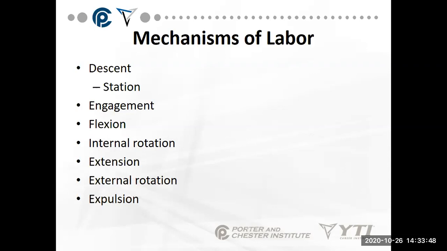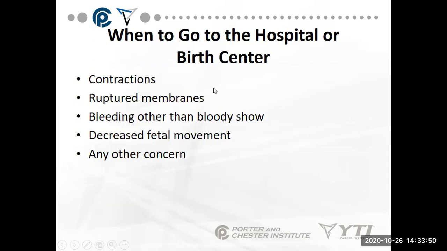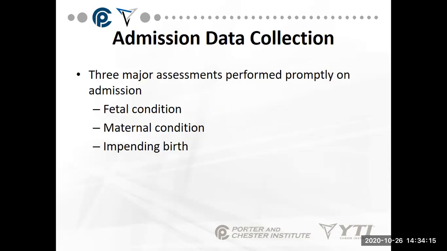Okay, let's see. So now, when to go to the hospital or the birthing center? When do I know to go? When do I know to go to the birthing center? Because now I have to deliver the baby. So when to go to the birthing center? Number one, when contractions begin. Number two, ruptured membranes, what we said before. Number three, bleeding other than bloody show. Number four, decreased fetal movement or any other concerns that the patient may have.